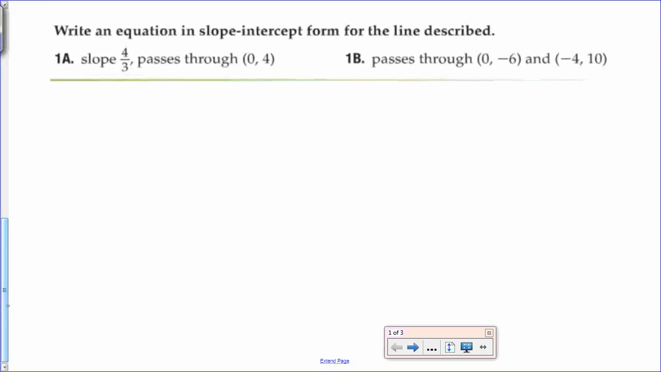All right, so at this point, you would pause. Go ahead, try both of these on your own.